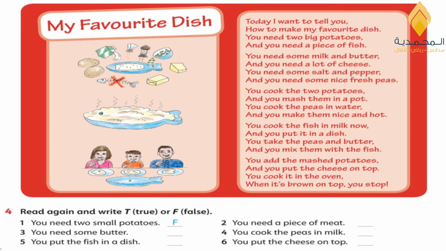Number 2, you need a piece of meat? False. You need a piece of fish. Number 3. You need some butter? True. Number 4. You cook the peas in milk? False. We cook the peas in water. 5. You put the fish in a dish? True. 6. You put the cheese on the top?